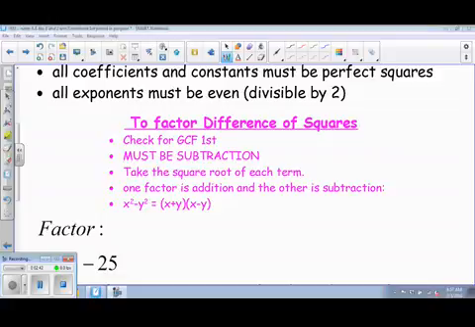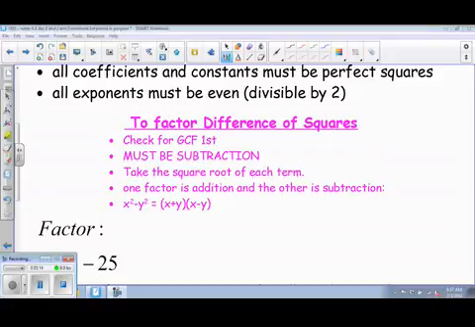And so we always check for our greatest common factor first. Always, always, always. Because the difference of 2 squares can be hidden. It may not look like the difference of 2 squares at first, but if it has a greatest common factor, you take that out first, and what's left might be the difference of 2 squares. Remember we said it must be subtraction, because difference means subtraction. If it's the sum of 2 perfect squares, this will not work.